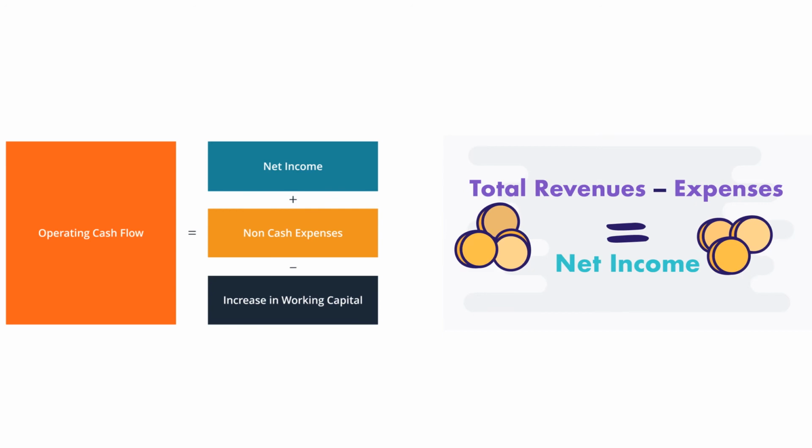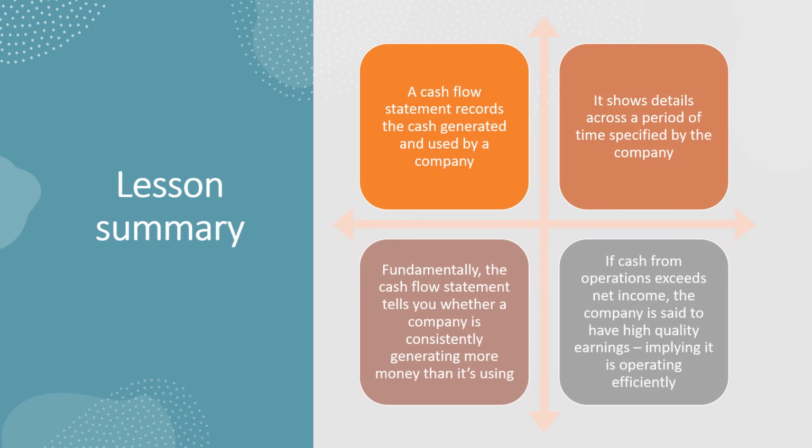Lesson summary. A cash flow statement records the cash generated and used by a company. It shows details across a period of time specified by the company. Fundamentally, the cash flow statement tells you whether a company is consistently generating more money than it's using. If cash from operations exceeds net income, the company is said to have high-quality earnings, implying it is operating efficiently.